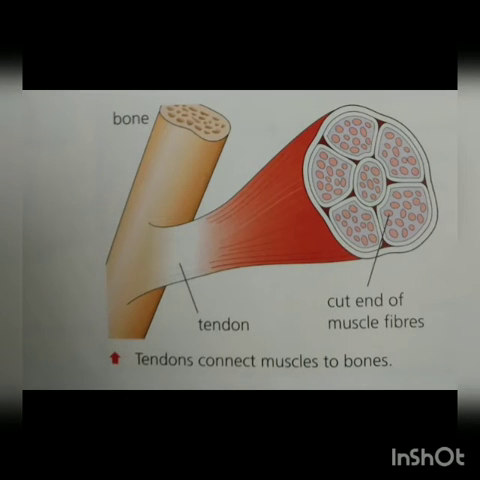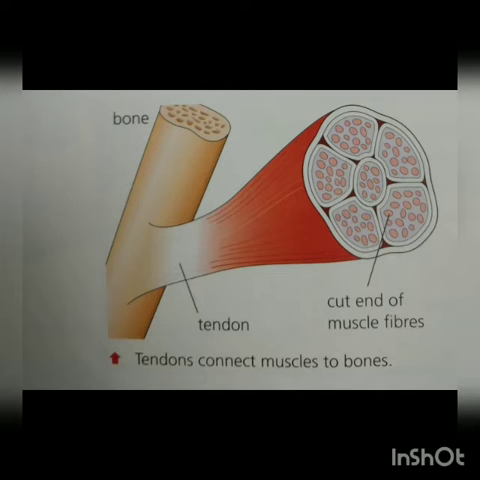Now, next point. Muscles are attached to bones by strong cords called tendons. As you all can see in this diagram, this is a tendon. The reddish colored part is your tendon and the brownish colored part is your bone. Tendons have to be very strong because muscles can exert enormous forces.